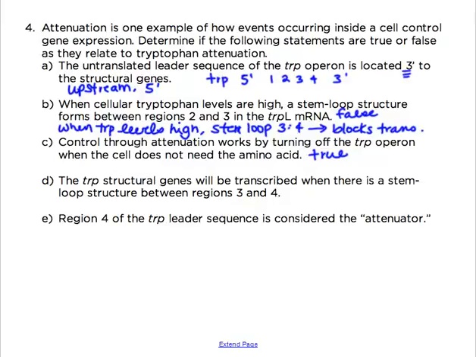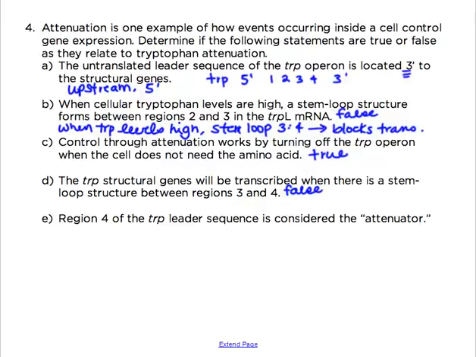D. The TRP structural genes will be transcribed when there is a stem loop structure between regions 3 and 4. So remember, as you just did in part B, a stem loop structure between 3 and 4 is what happens when tryptophan levels are high. And when that happens, the stem loop in 3 and 4 blocks transcription and turns that operon off. So this is going to be false.